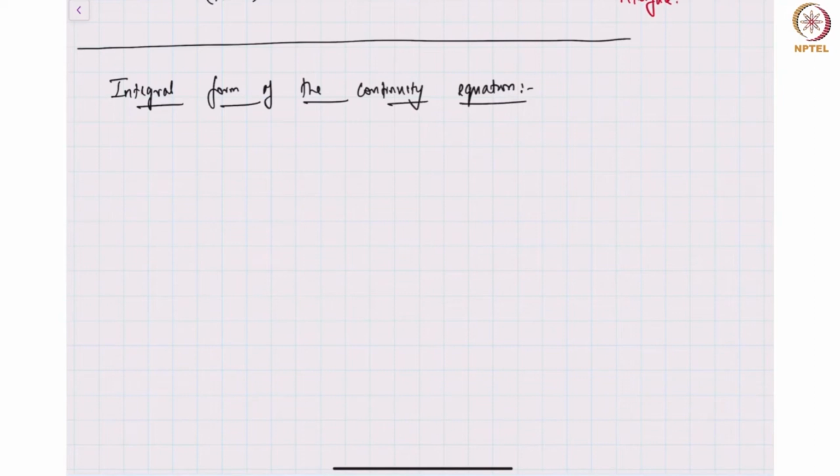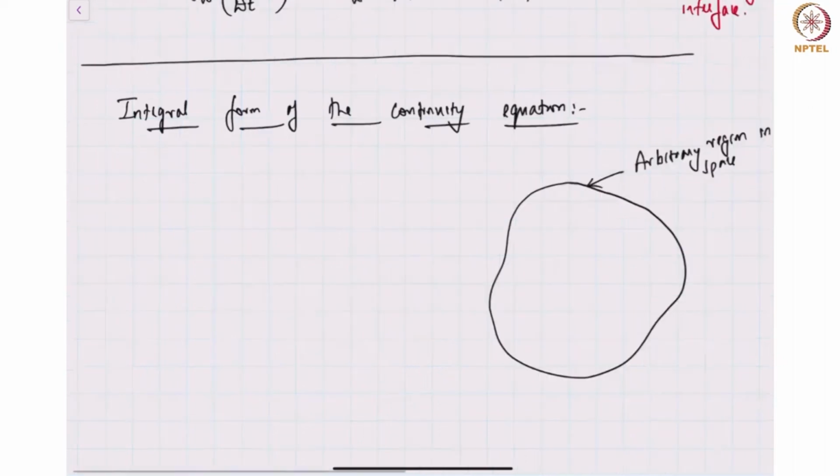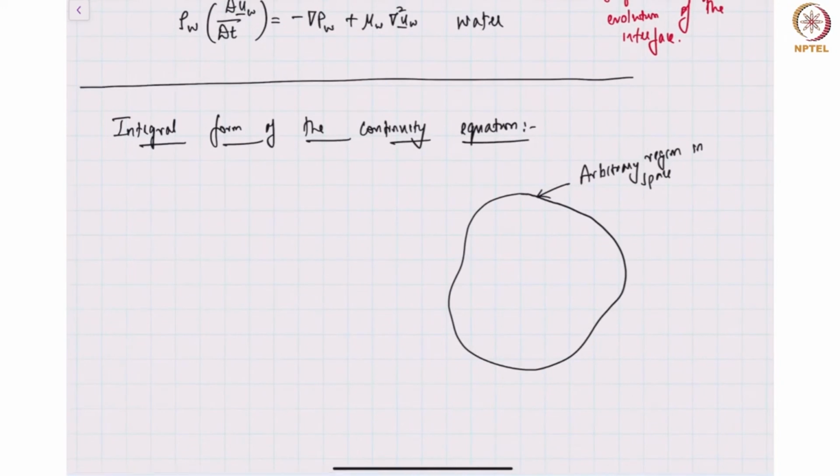of the continuity equation. Now, the problem of interest to us, let's say, is enclosed. We are interested in a region. It's an arbitrary region in space. And on this arbitrary region, I have a bunch of vectors that are of interest to me. For example, this arbitrary region could be enclosed by a boundary where at every point on the boundary, I have a normal vector.